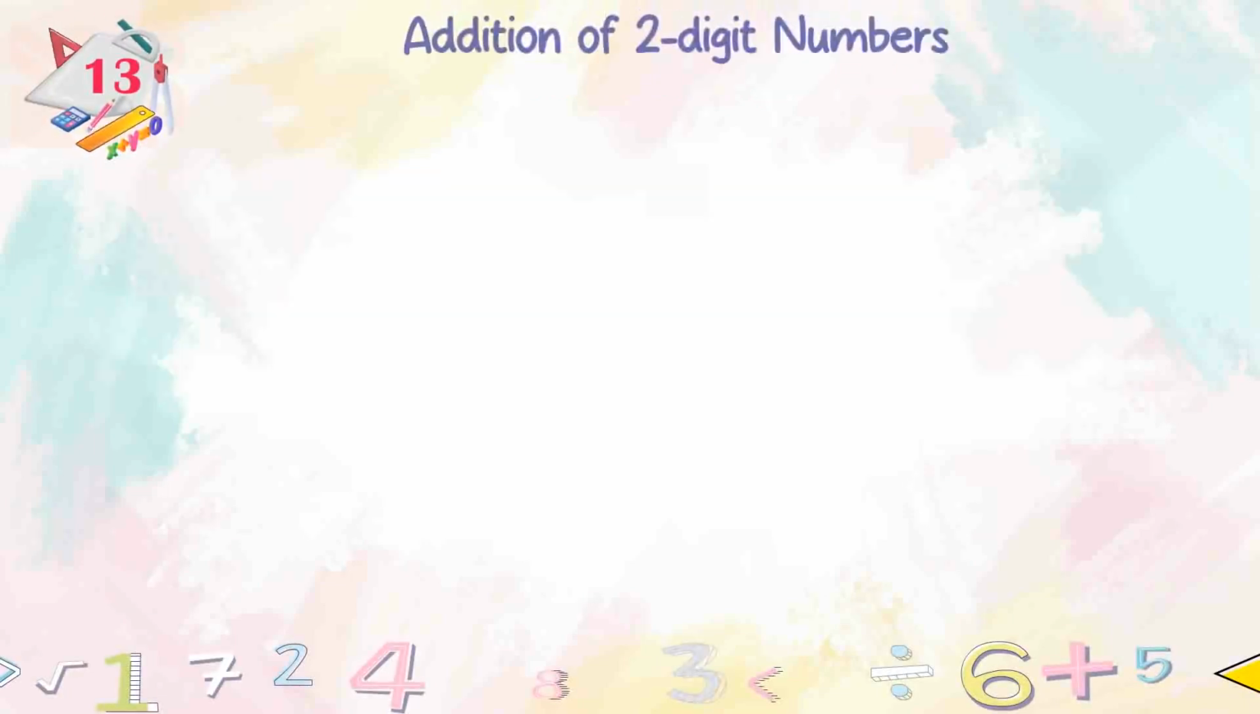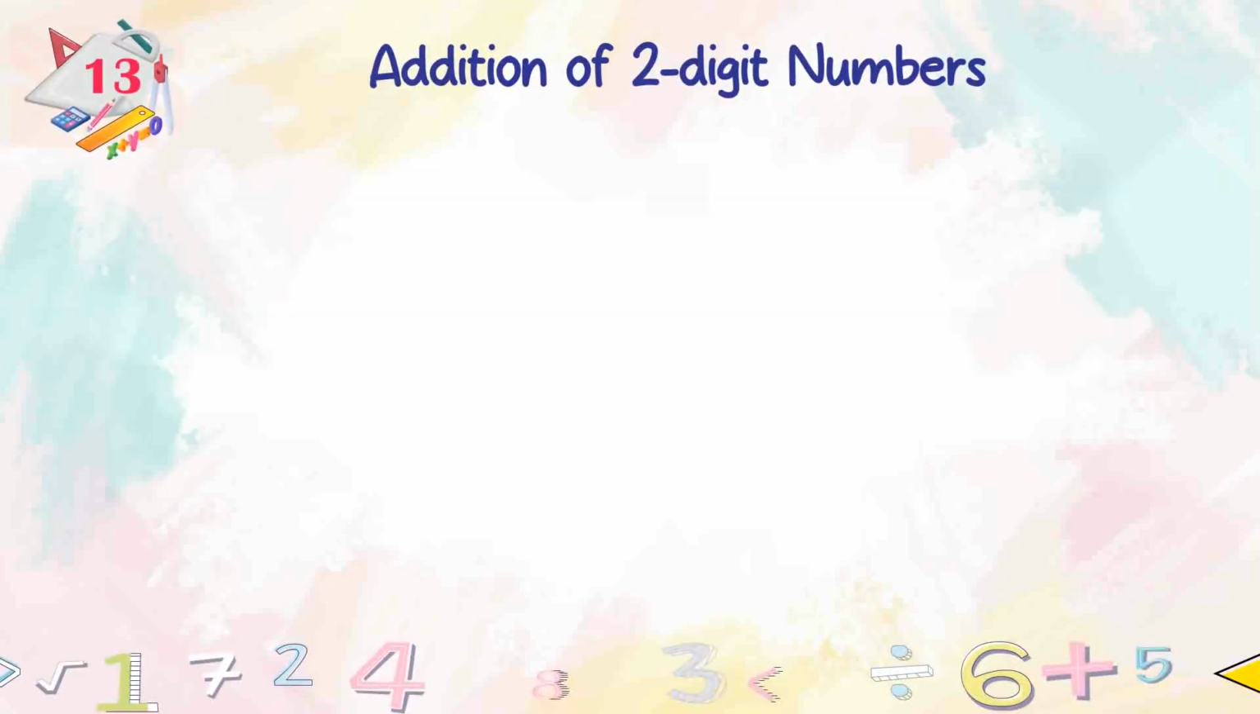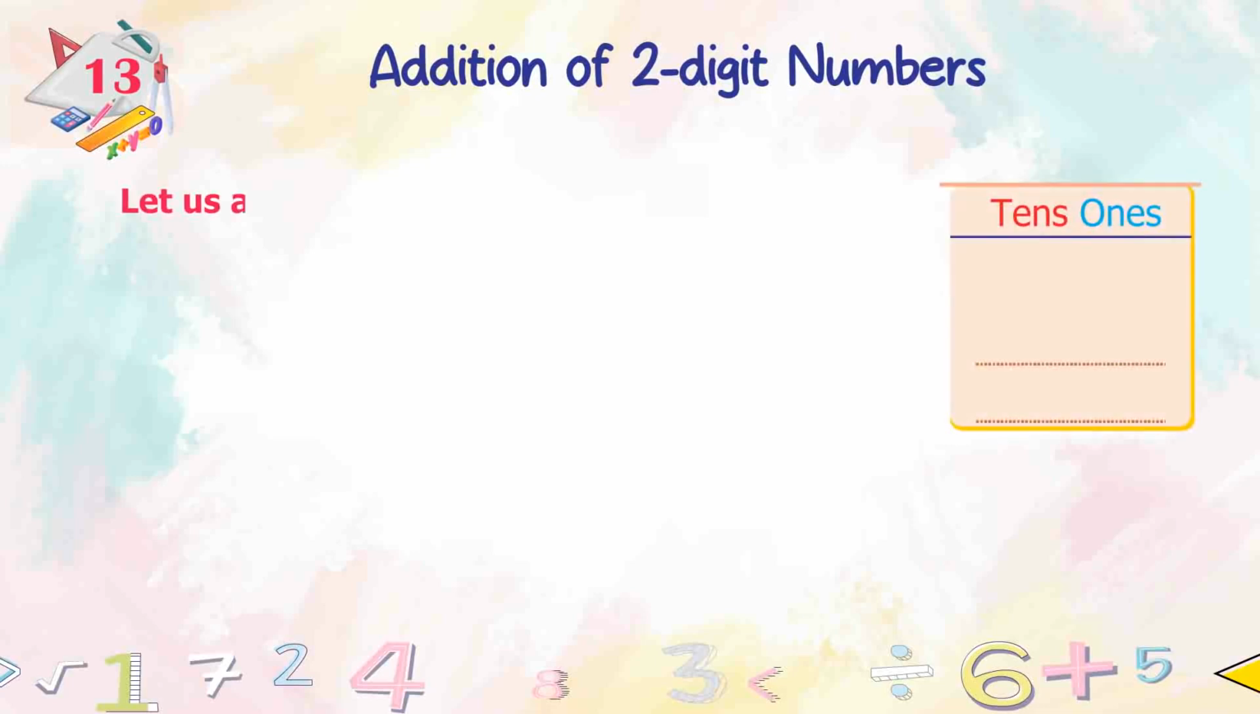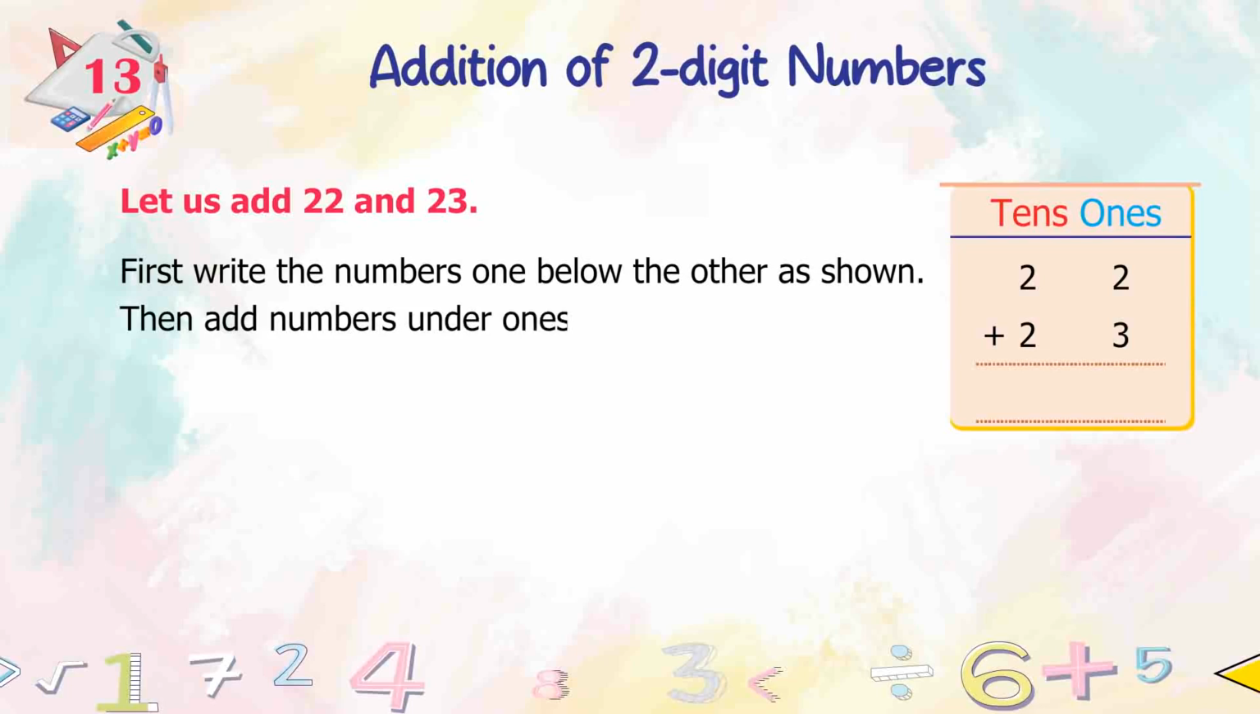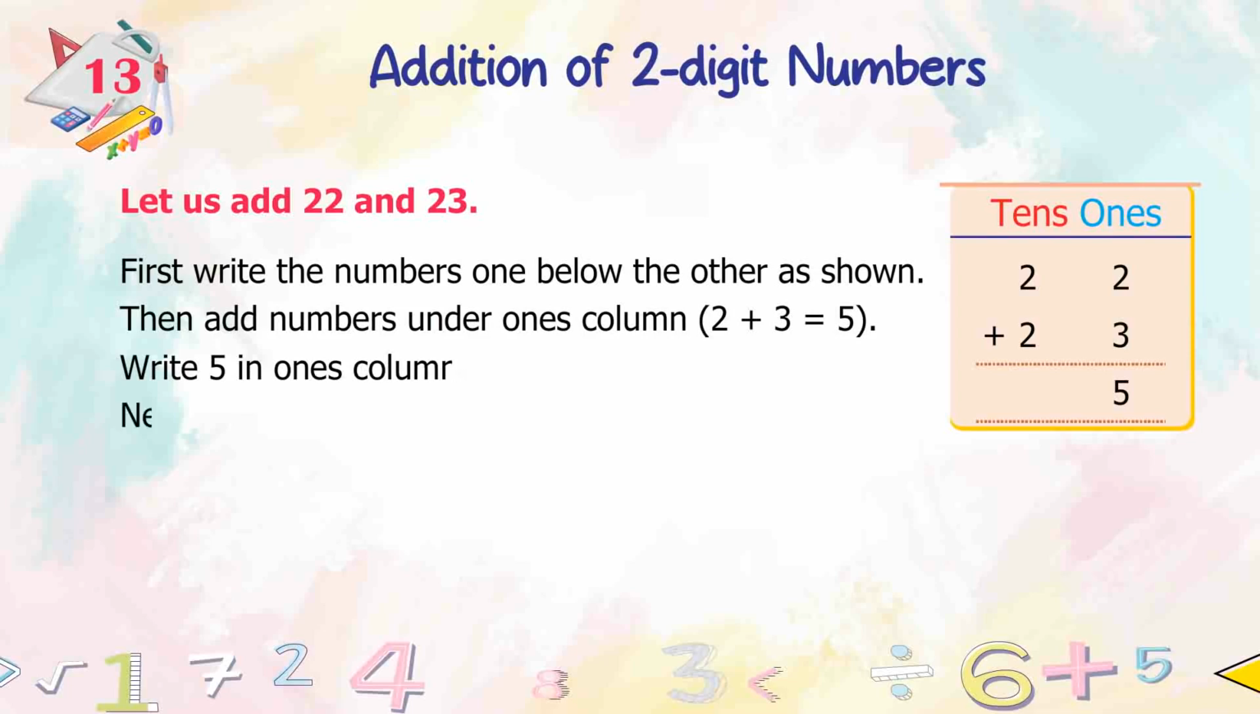Chapter 13. Addition of two-digit numbers. Let us add 22 and 23. First, write the numbers one below the other as shown. Then add numbers under ones column. 2 plus 3 equals 5. Write 5 in ones column.